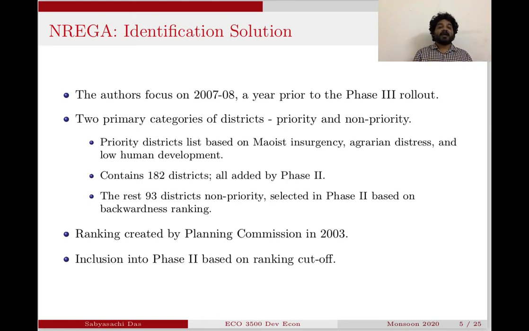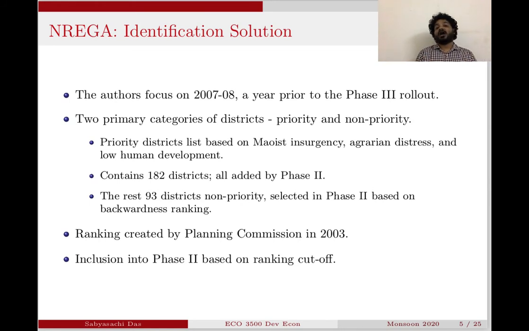These districts were added in phase 1 and phase 2. By 2007, all of the 182 priority districts came under the NREGA. It is not clear how the phase 1 versus phase 2 division happened within these 182, and the authors do not comment on that. But their point is that since these were priority districts, the government didn't wait until phase 3 to include them. So that's one category, but it's not the category they're interested in for identification.